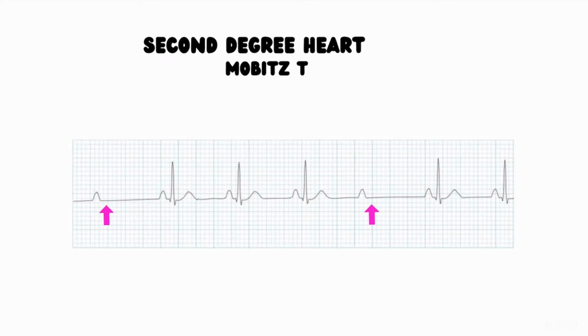Here we have a Mobitz type 2 heart block, again focused on lead 2. Notice how there are 3 normal beats, each with the same PR interval, followed by a sudden lone P wave that is not conducted into a QRS. These non-conducted P waves are emphasized by the pink arrows. This pattern is characteristic of Mobitz type 2 heart blocks.